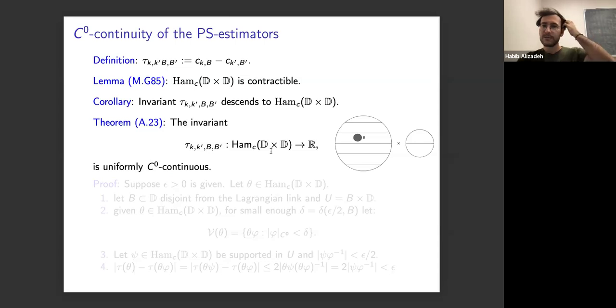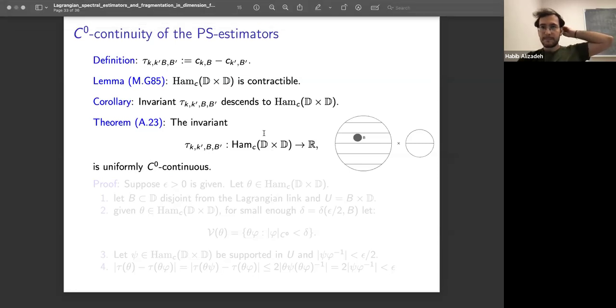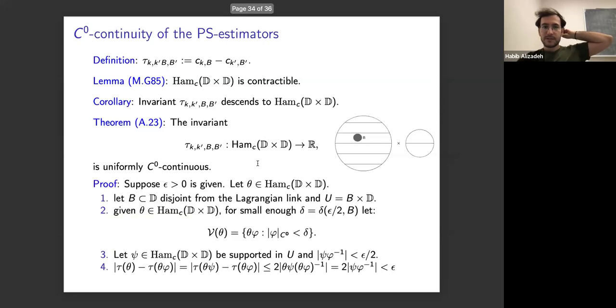So any question about this statement before we see the very short proof? Okay. So the proof is easy, given the fragmentation and this Hofer approximation lemmas that we proved. If you want to prove something is C0 continuous, you fix an epsilon, and you fix your point theta in this space, and you want to find a small neighborhood of theta such that any element in that neighborhood has tau value close to tau of theta.